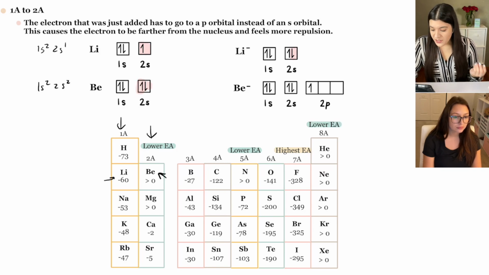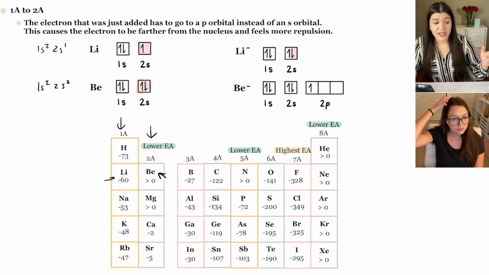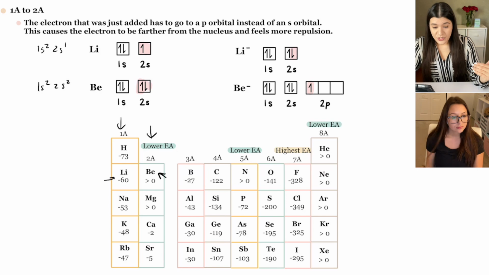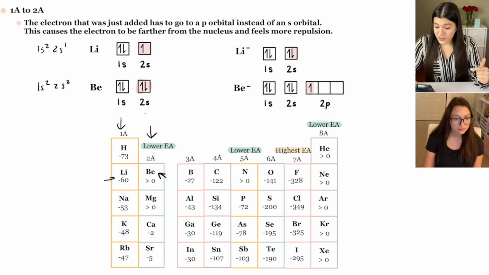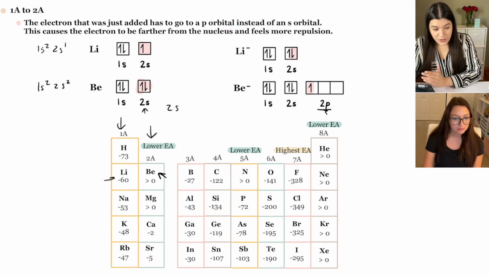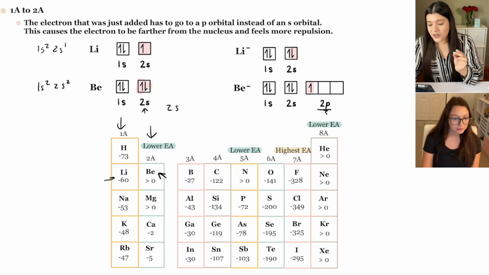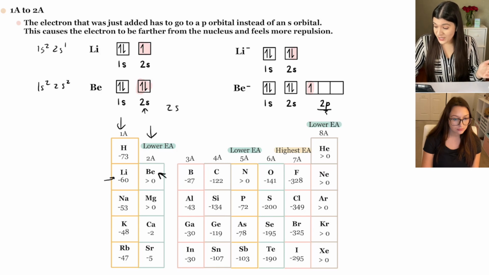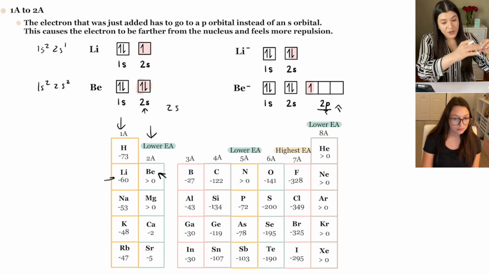And then next, if I added one more electron, now this is actually introducing a p orbital, which is what I have to add next, because this is completely full. I can't add another electron. This is not allowed to be 2s3. Instead, I have to actually turn this into a p orbital. So if the electron that was just added has to go to our p orbital instead of the s orbital, then that means our electron is even further away from the nucleus and would feel more repulsion with all the other electrons surrounding it.